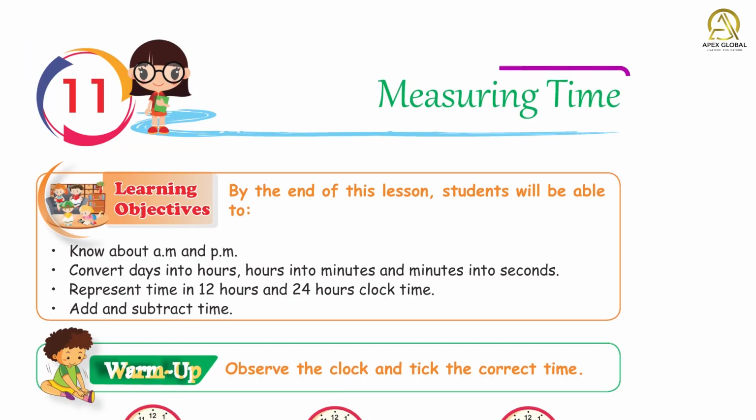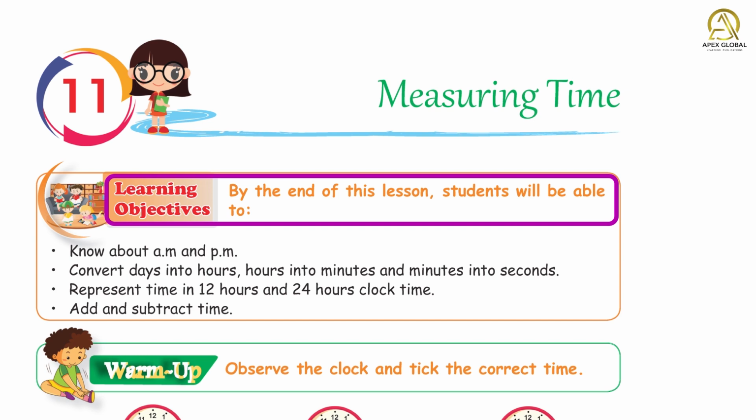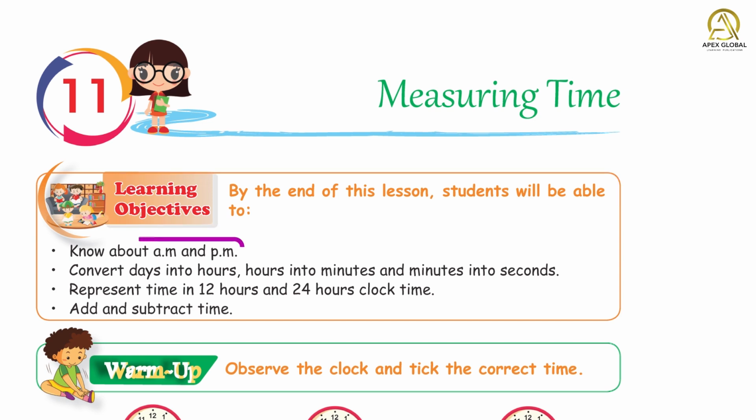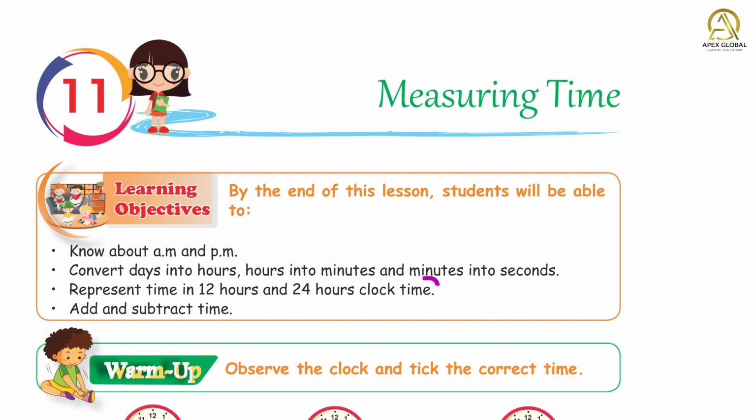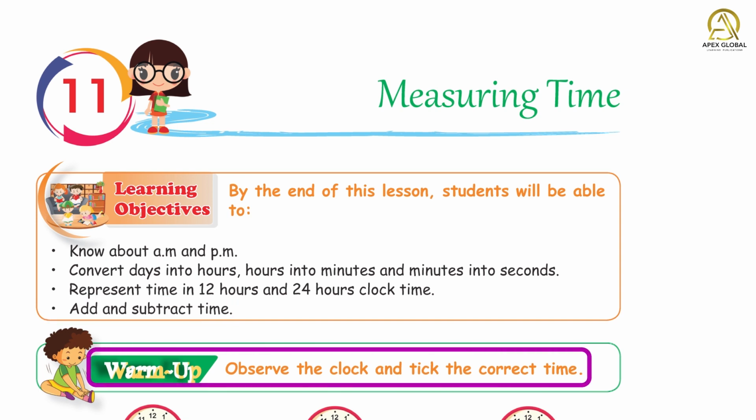Chapter 11, Measuring Time. Learning Objectives. By the end of this lesson, students will be able to know about AM and PM, convert days into hours, hours into minutes, and minutes into seconds, represent time in 12 hours and 24 hours clock time, and add and subtract time. Warm up: observe the clock and tell the correct time.